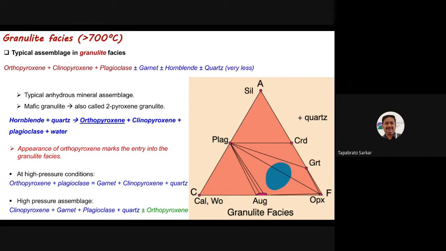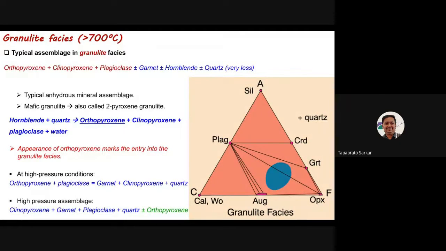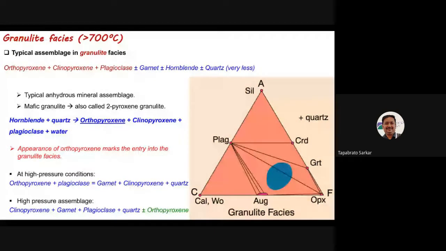It's a commonly used term. You can call it a 2-pyroxene granulite as well. 2-pyroxene granulite is unique because no other bulk composition will produce both the pyroxenes together in granulite facies conditions. If you have both orthopyroxene and clinopyroxene together, it is only mafic rocks that can produce this, in a metamorphic rock.